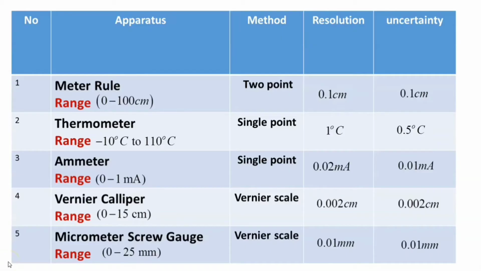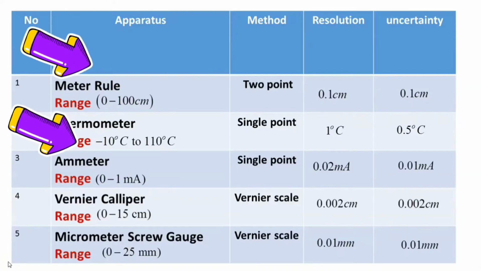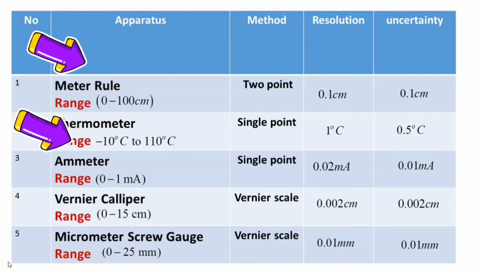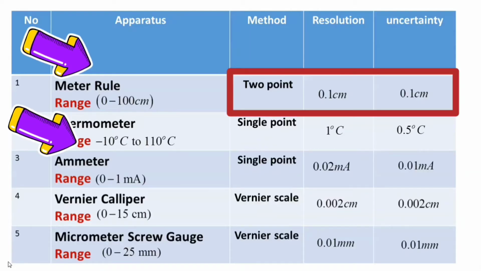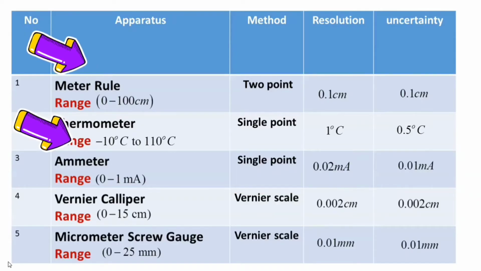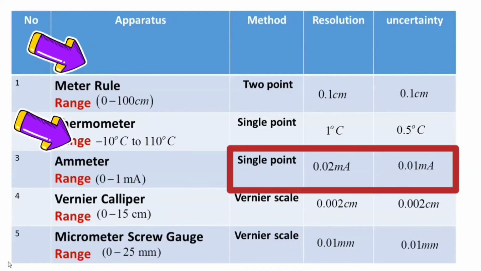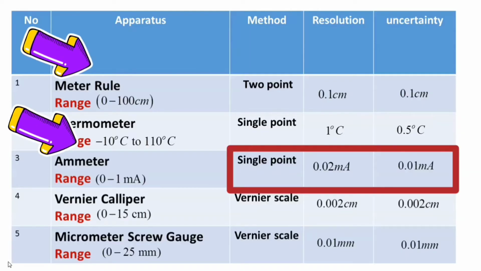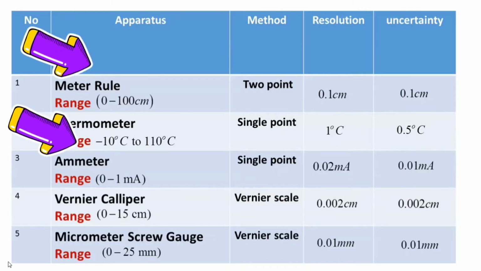Here are some examples of the instrument. Let's look at meter ruler and ammeter. Meter ruler is 2-point reading. The resolution is 0.1 cm. The uncertainty for measurement for the meter ruler is 0.1 cm, which is equal to the resolution of the instrument. In the case of the ammeter, the zero is automatic. Thus, we have a single point reading. The resolution is 0.02 milliamps. The uncertainty of the instrument is half of the resolution, 0.01 milliamps.